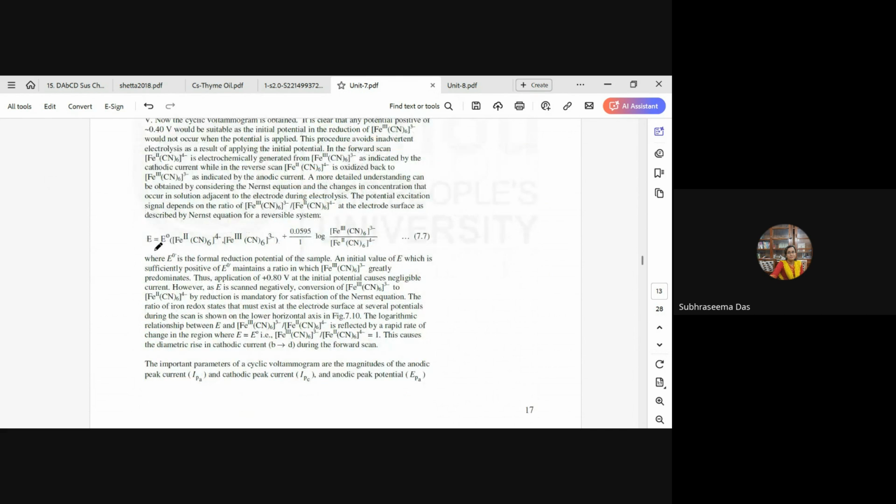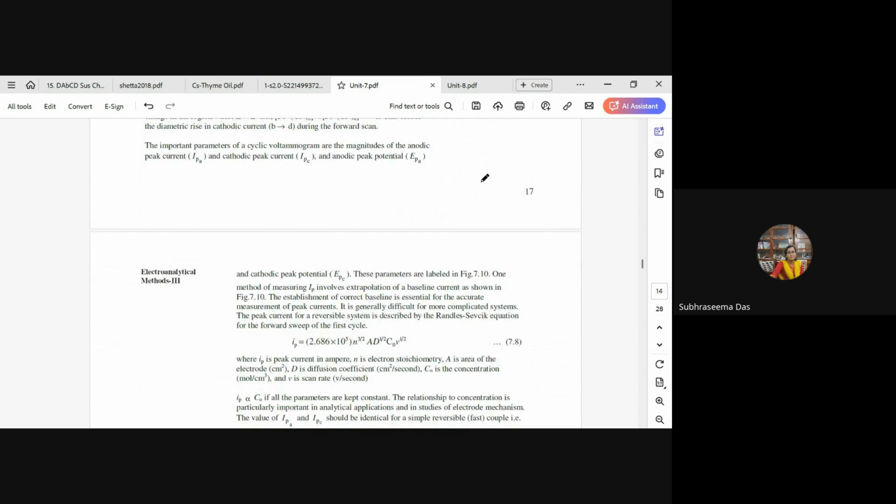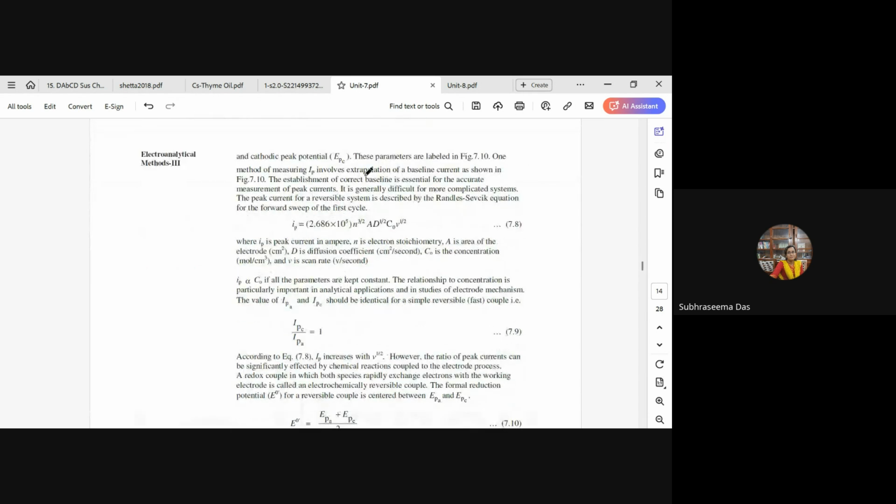If we look into the potential excitation using the Nernst equation, we find that it is given as E is equal to E0 plus 0.0591 by 1, where 1 is used in the denominator because one electron is involved in the process, times the log of the concentration of the reactant species. The two important parameters of a cyclic voltammogram are the magnitudes of the anodic current IPA and the cathodic current IPC, and the anodic peak potential EPA and the cathodic peak potential EPC.